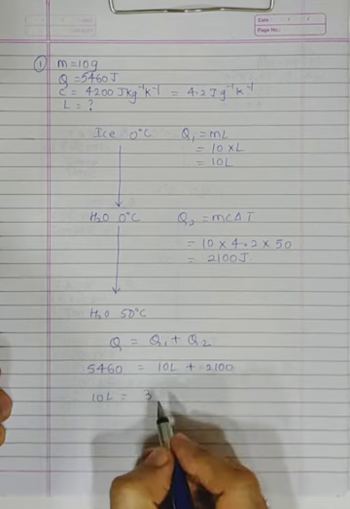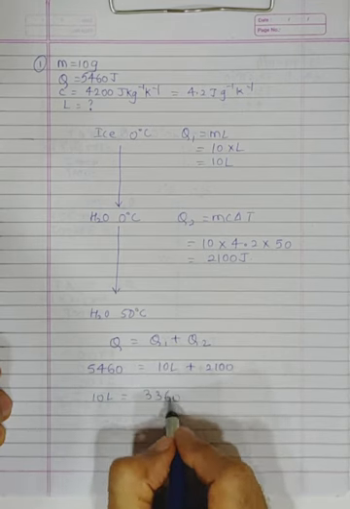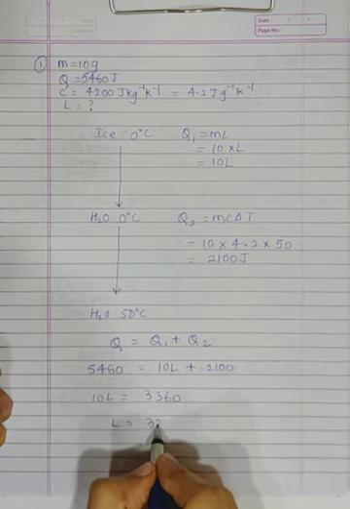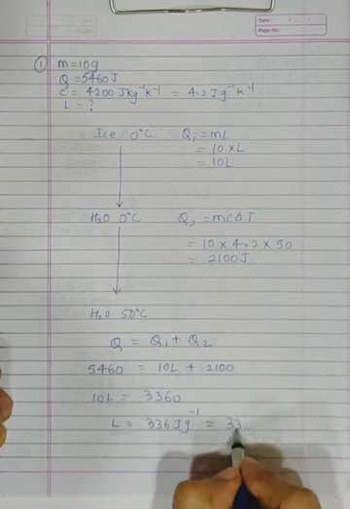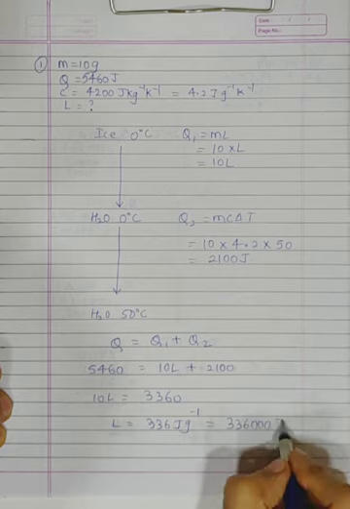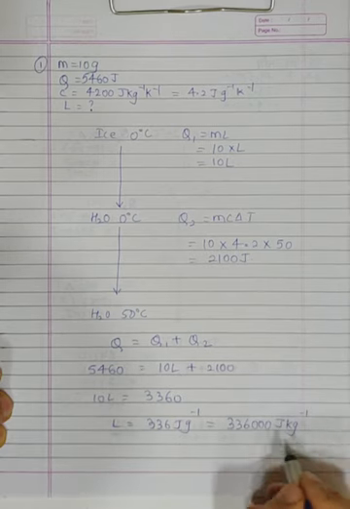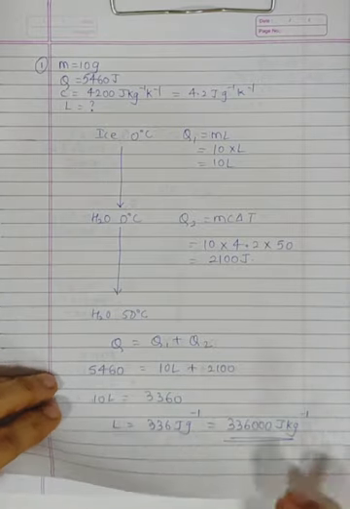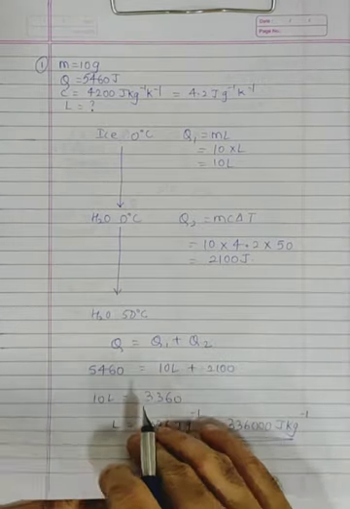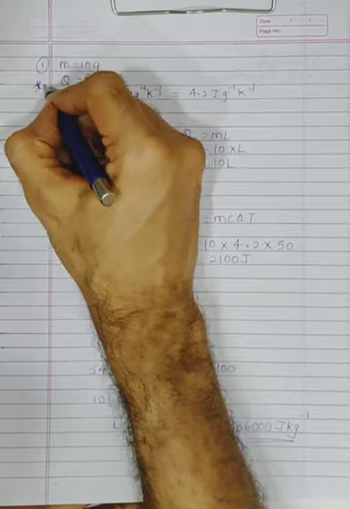10L is equal to 3360. So what is L equal to? 336 joule per gram. But how will good students write? 336000 joule per kg. That's the SI unit. So you may write your final answer in the SI unit. Okay. First one, guys, this sum was again a 2-star problem.